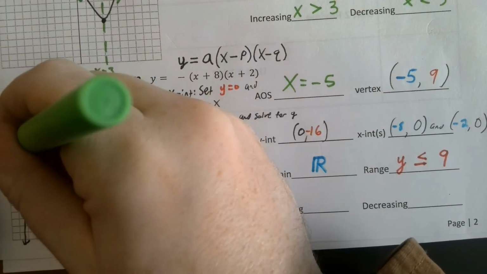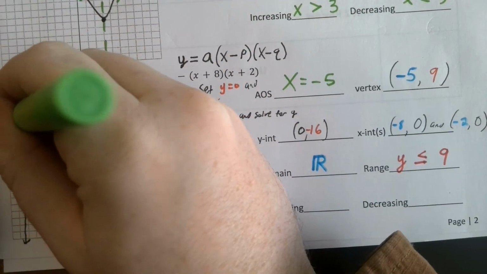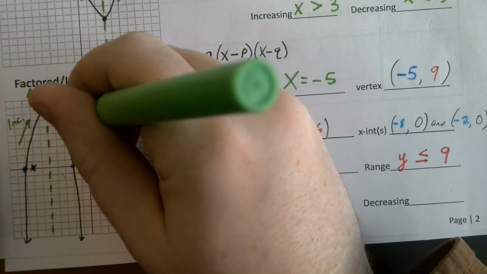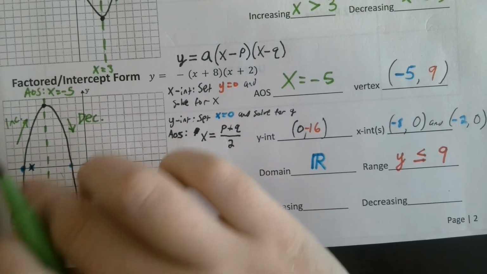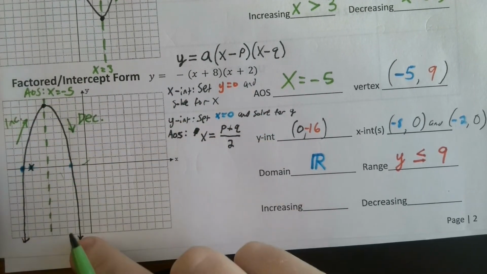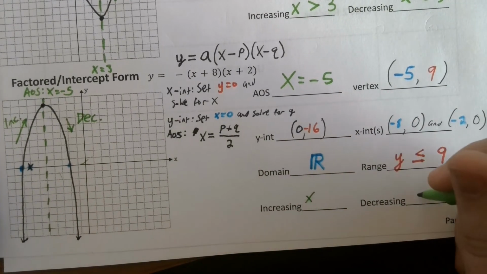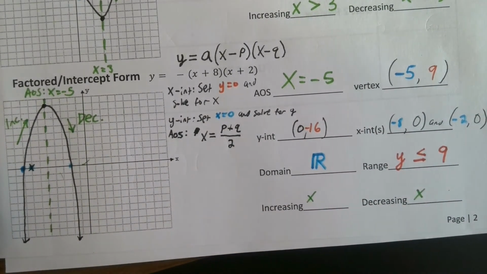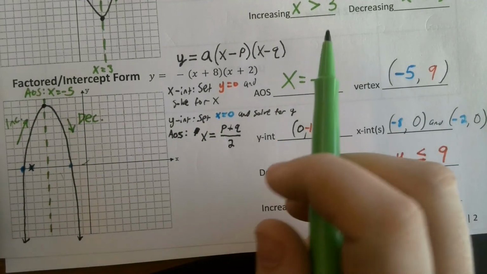Finally, we try to figure out when it's increasing and decreasing. It's increasing on the left because it's going from down to up. It's decreasing on the right since it's going from up to down. Where does it stop increasing or decreasing? It's at our vertex, at negative 5.